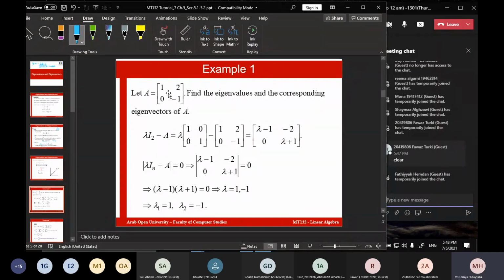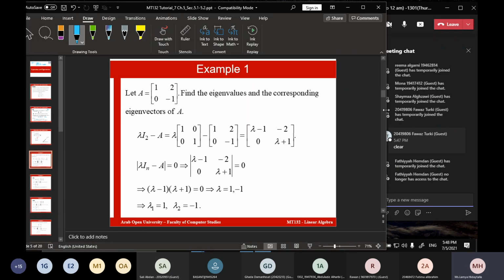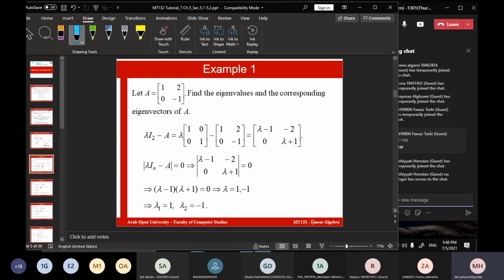Now we want to take some examples. Let A be this matrix. Find the eigenvalues and the corresponding eigenvectors of A. We said before, to find the eigenvalues we need to start with the characteristic equation, correct? Which is the determinant of lambda I minus A, and it should equal zero. Because at first the system was Ax equals lambda x, correct? To find the eigenvalues, we need the characteristic equation, equate it with zero, and then find your lambdas.